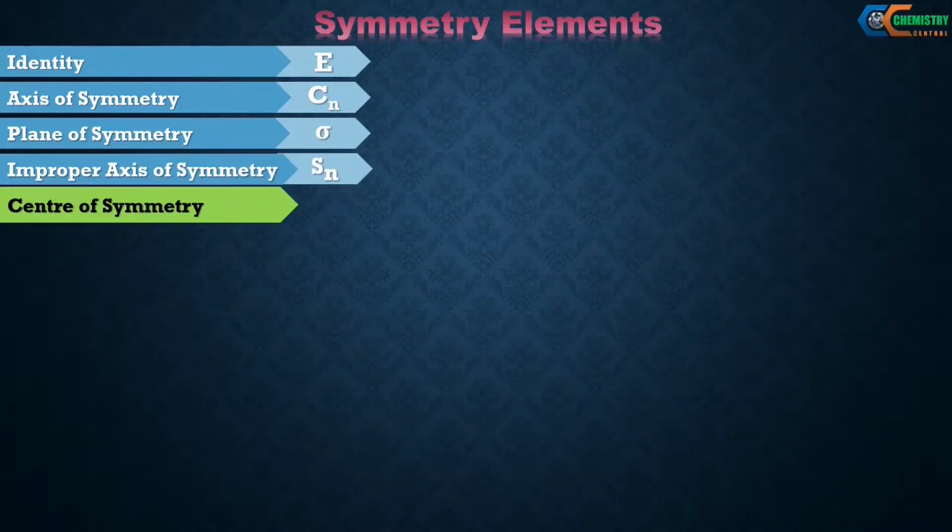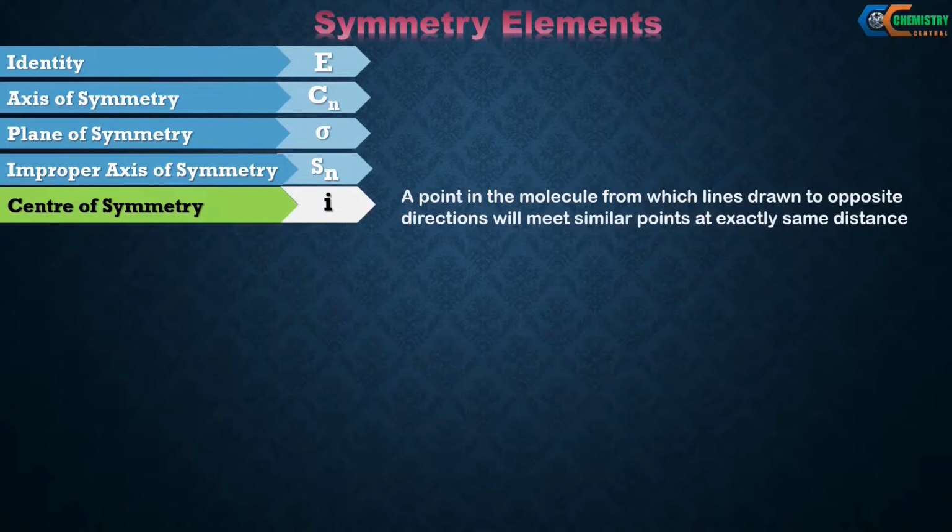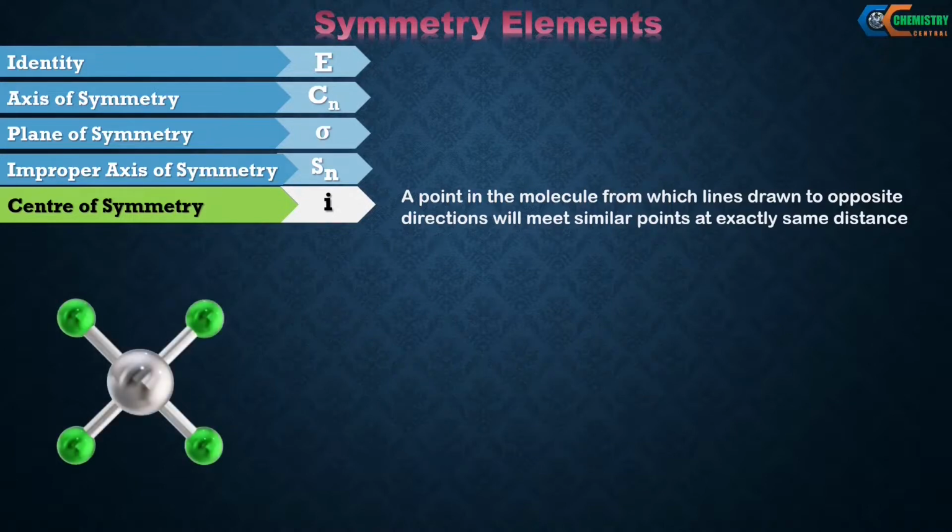Our last symmetry element is center of symmetry. It is represented by symbol i, which stands for inversion. It is a point in the molecule from which lines drawn in opposite directions will meet similar points at exactly the same distance. For example, imagine a tetrachloroplatinate ion. It has a square planar geometry in which all the chlorine atoms lie on each corner of the square at equal distance from the central platinum atom.